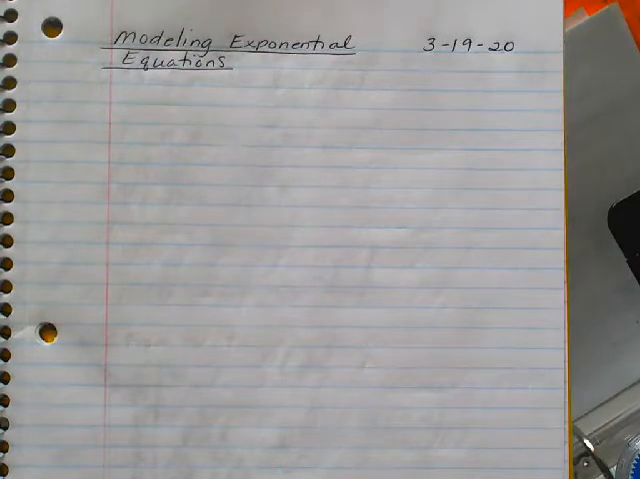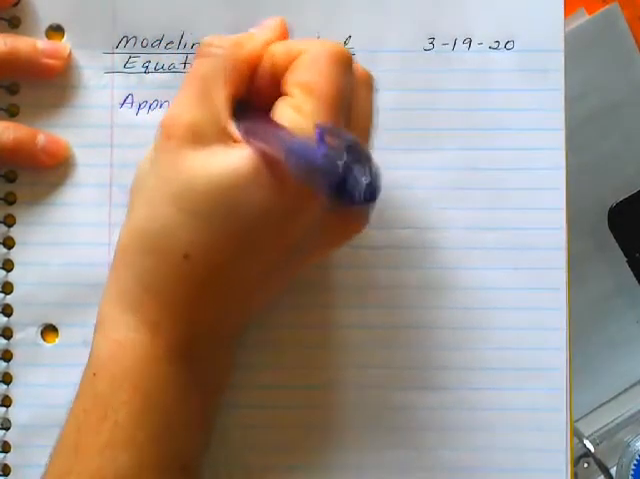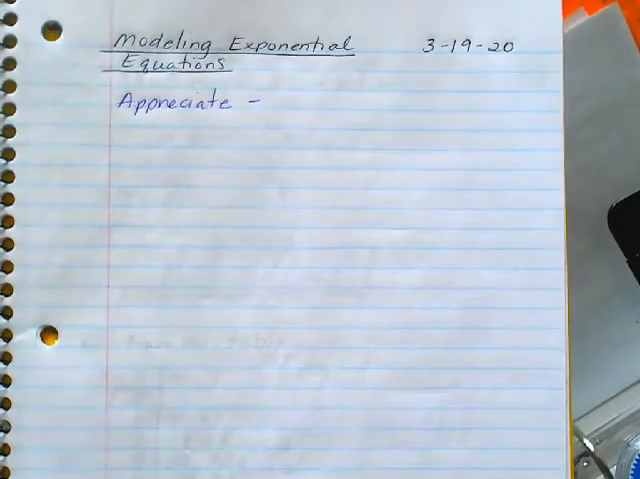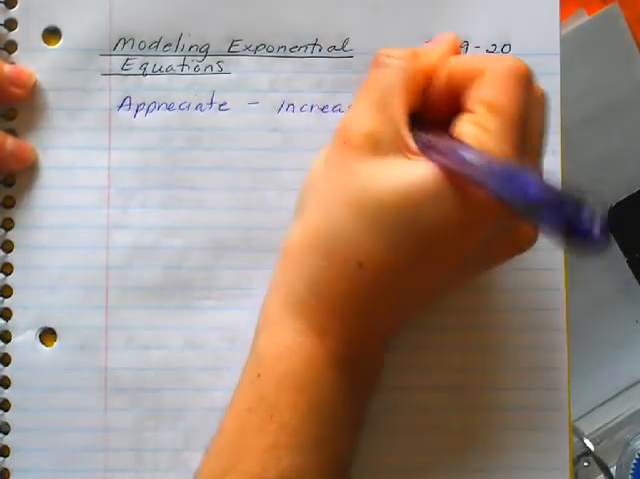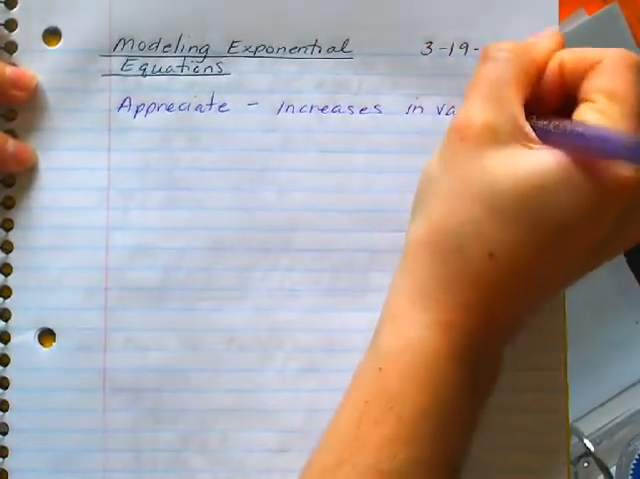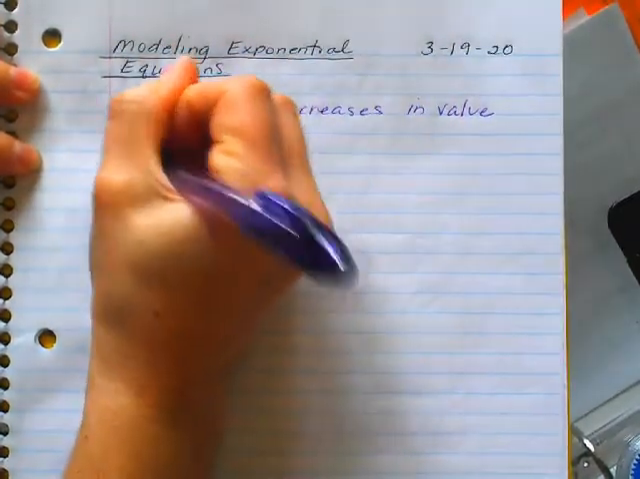So before we jump into some examples, let's get some vocab out of the way. The first word that we need to make sure we understand the meaning of is the word appreciate. The word appreciate means something increases in value. Examples of things that appreciate include a home.